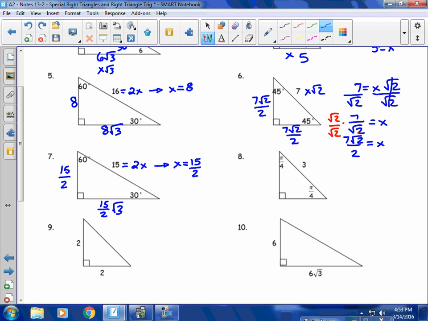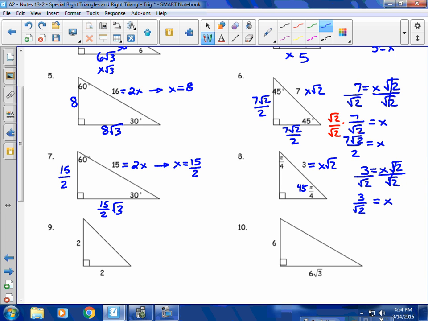Number 8, pi over 4s. Remember, those really mean 45. 3 is where what would normally be? X radical 2. Okay, so we've got that situation again where I have to solve 3 equals x radical 2. So if I want to find what x is, I've got to divide out radical 2. So I get x is 3 over radical 2.